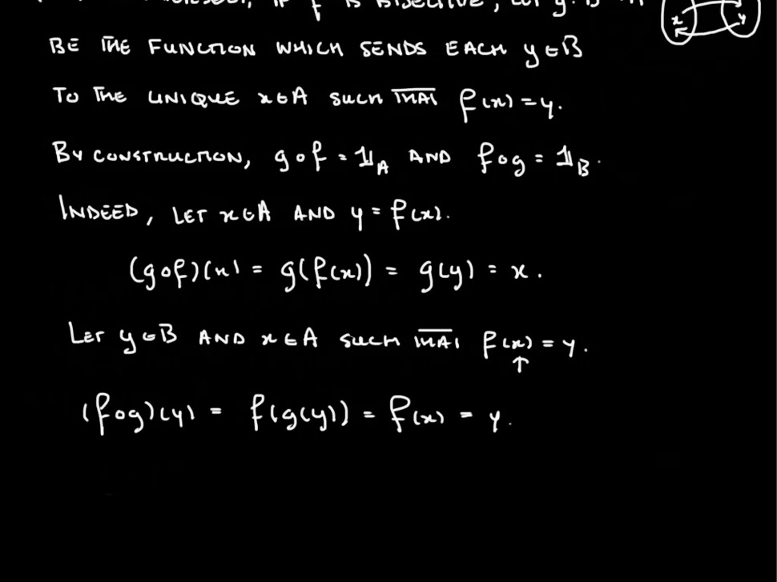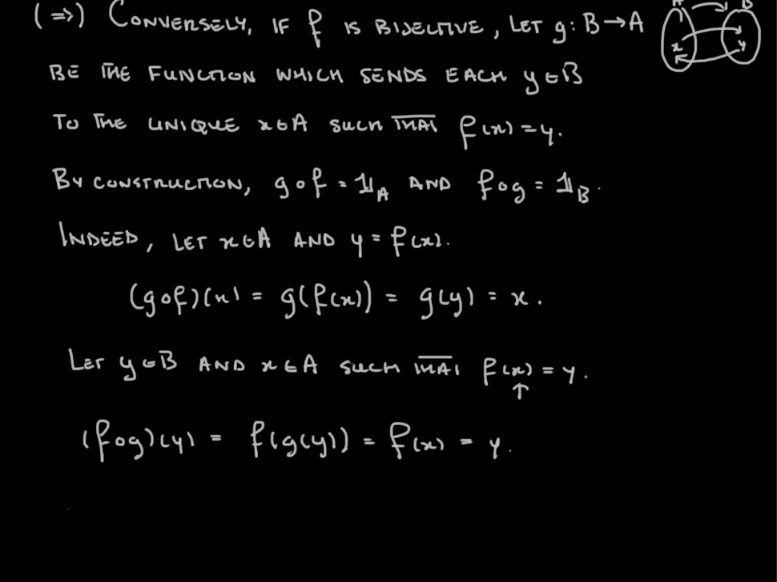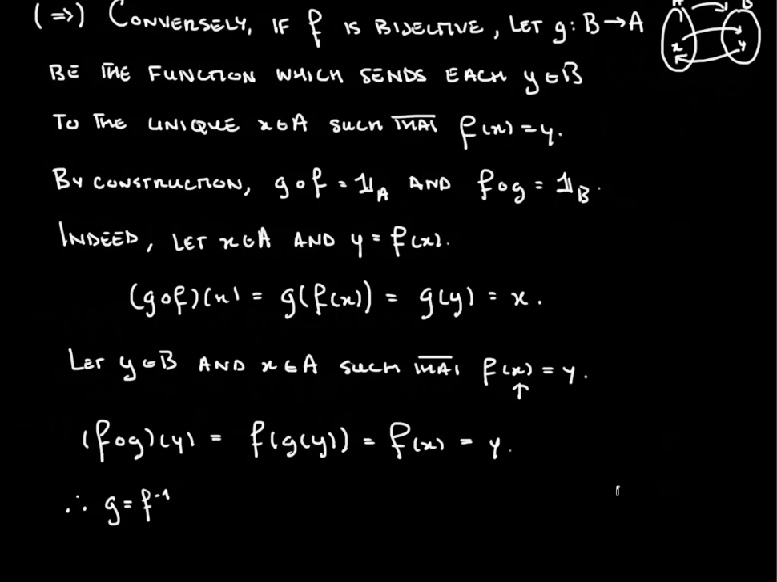And this shows that our two compositions are identity functions. So this allows us to conclude that g is the inverse of f, and we can put our little square of satisfaction.